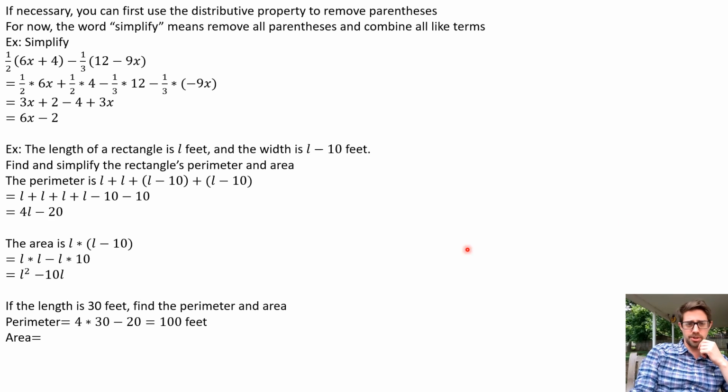For the area, you're just going to plug it into this formula instead. See, these are little formulas that you made. Congratulations. So it's 30 squared minus 10 times 30. 30 squared is 900. 30 times 30 is 900. And then 10 times 30 is 300. So it's 600, right? 900 minus 300 is 600.